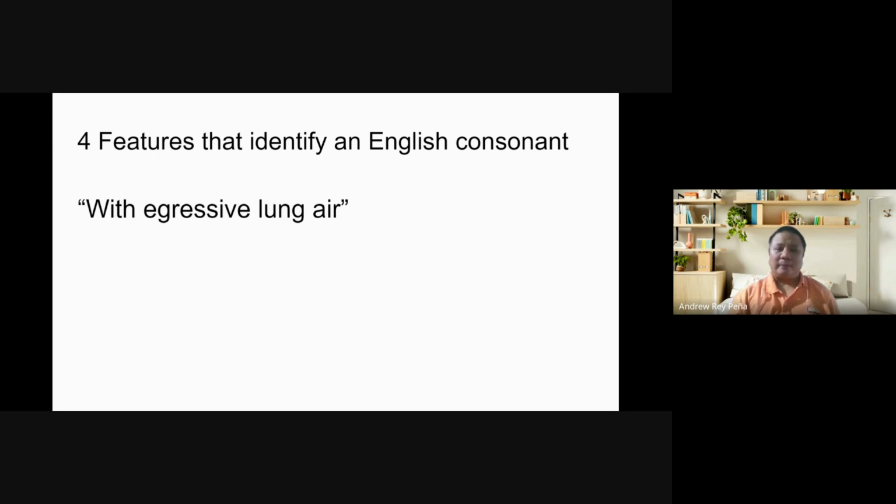That's a valid sound in other languages. There are also consonants produced with air coming from the pharynx. They don't come from the lungs; it comes from the pharynx. So let me just clarify that in English, all consonants are produced with egressive lung air. And there are four features that identify an English consonant: voicing, aspiration, place of articulation, and manner of articulation.